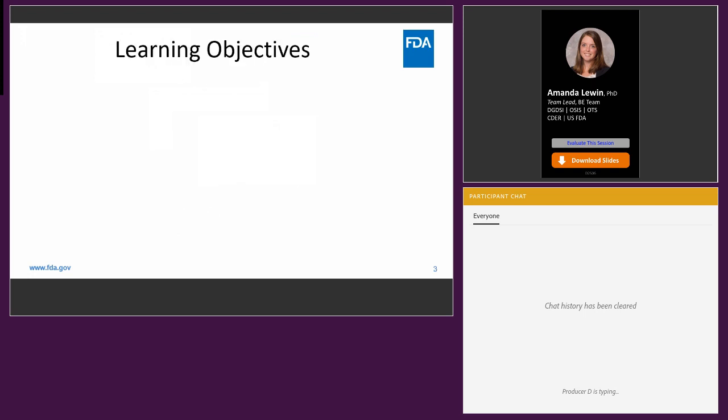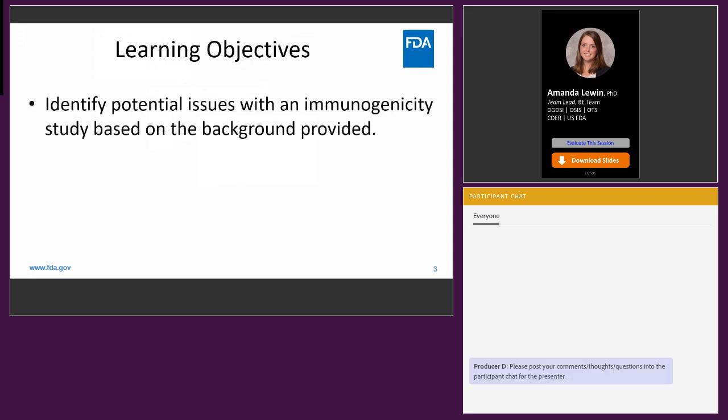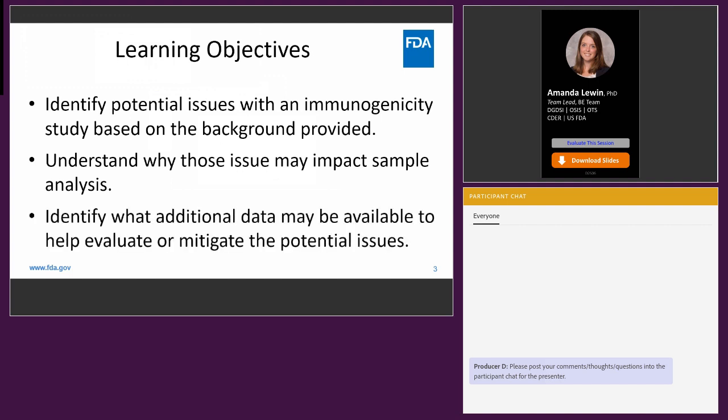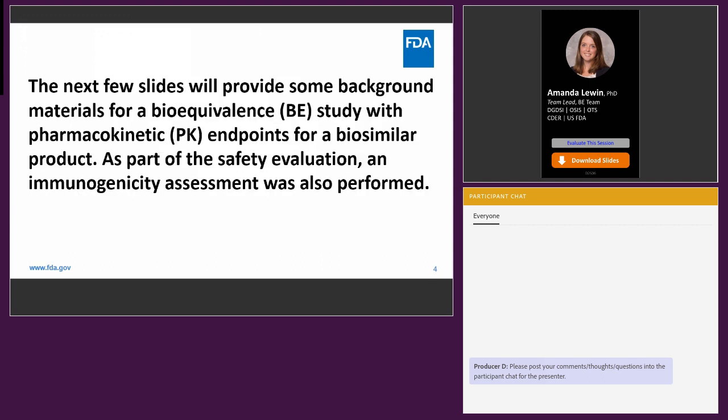As for our learning objectives today, hopefully we will be able to identify potential issues with an immunogenicity study based off of the background provided, understand why those issues may impact sample analysis, and identify what additional data may be available to help evaluate or mitigate these potential issues.